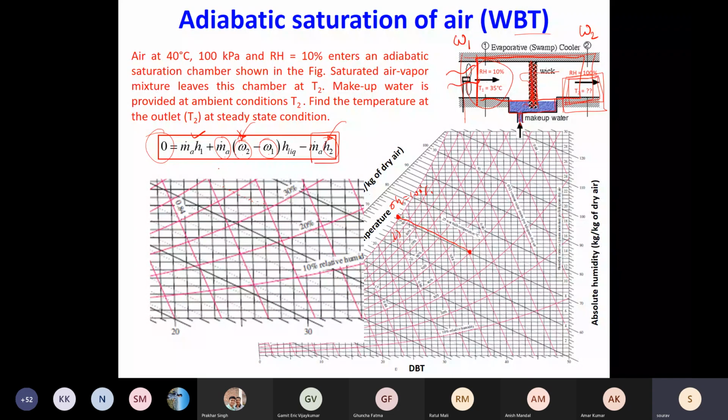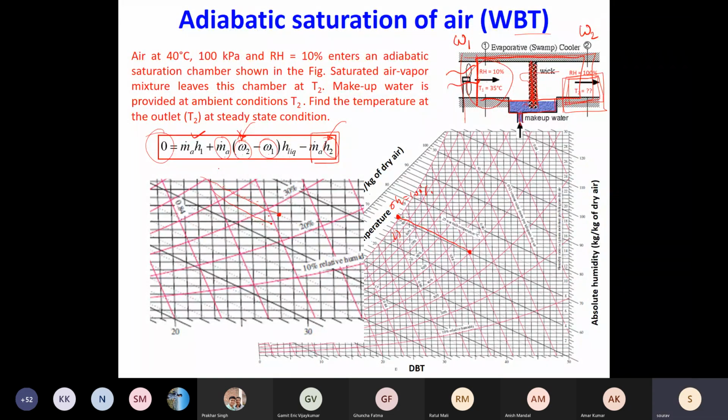So if you follow from any state point, so if your initial condition is this, if you follow along this dotted line, wherever you hit this RH equals 100%, that is your WBT. If you are in between these two dotted lines, you draw a line parallel to this dotted line, and wherever you hit the RH equals 100%, that will give you the WBT for that incoming condition.